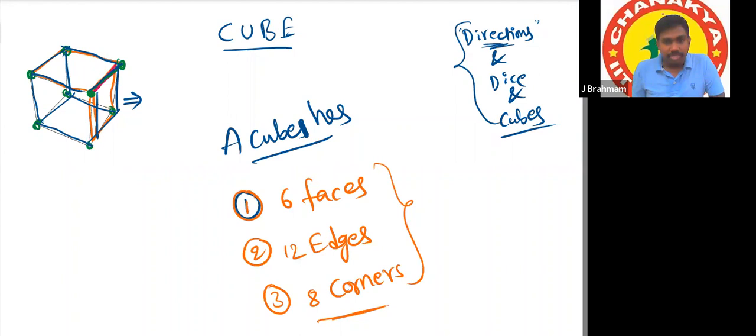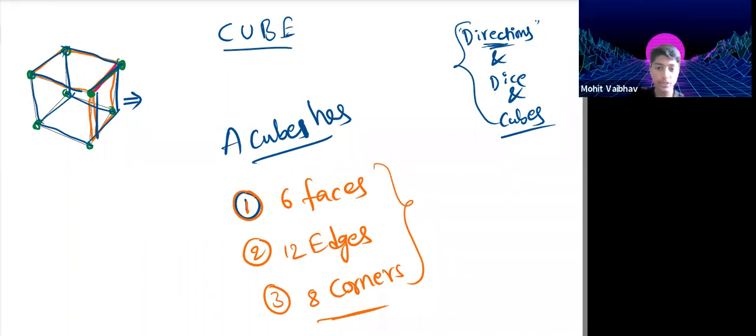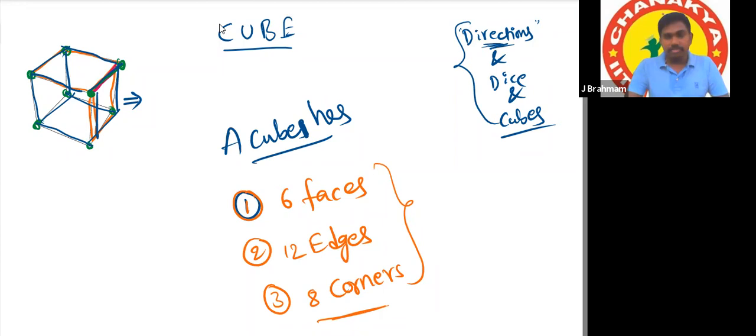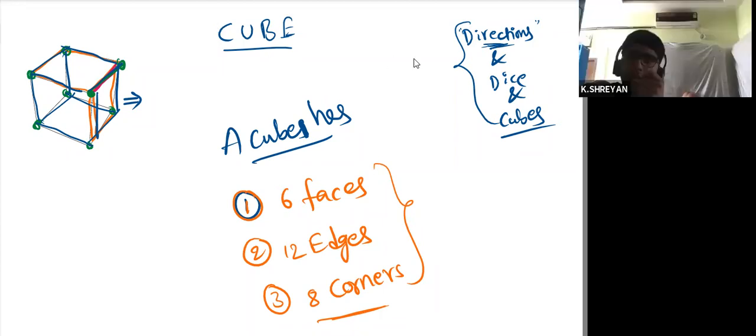So tell me once again, a cube has how many faces? 6 faces, 12 edges, and 8 corners. Okay. What is a face? What is a corner?